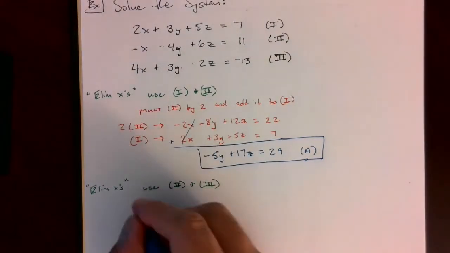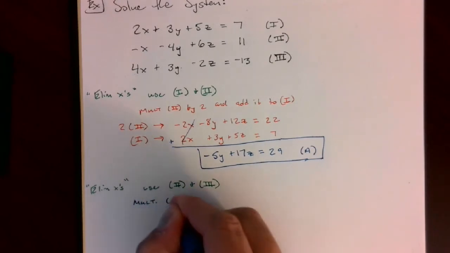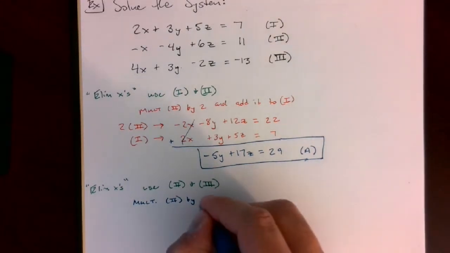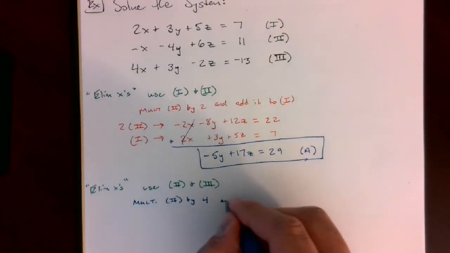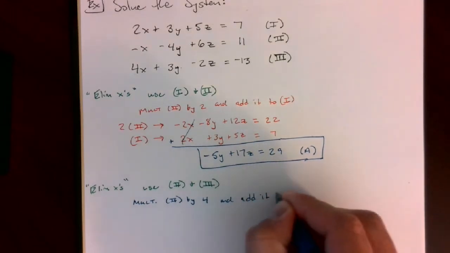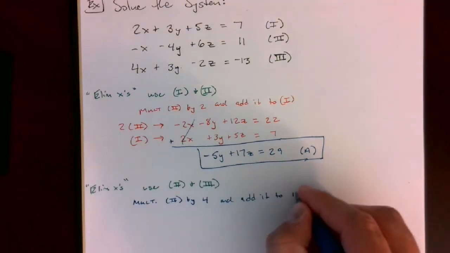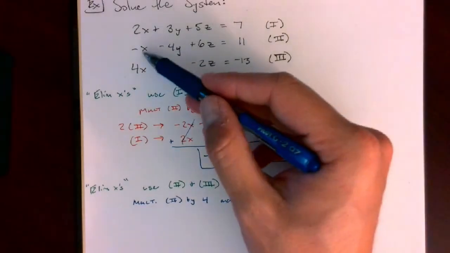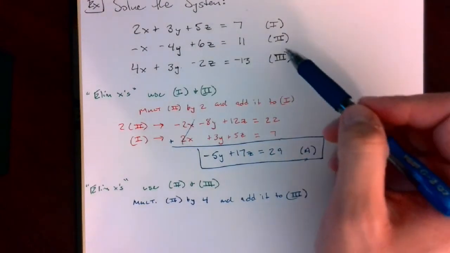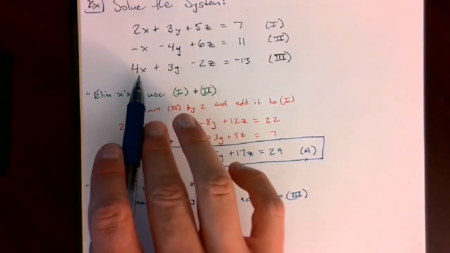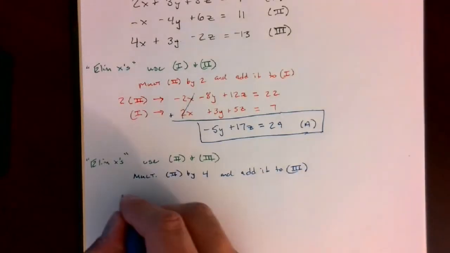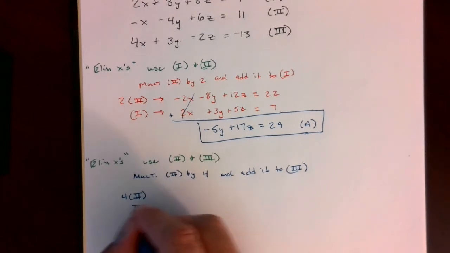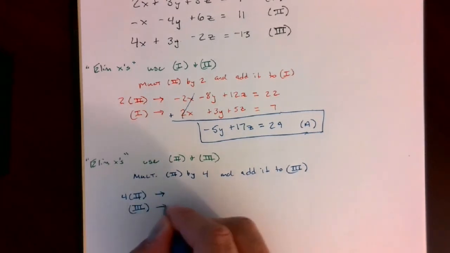So what I'm going to do here is I want to multiply equation 2 by 4 and add it to equation 3. So I'm adding these together once I multiply equation 2 by 4. And remember, we're doing that because we want x's to eliminate. So I'm going to say 4 times equation 2. And we're going to add that to just equation 3 down here. And we'll see what we have.